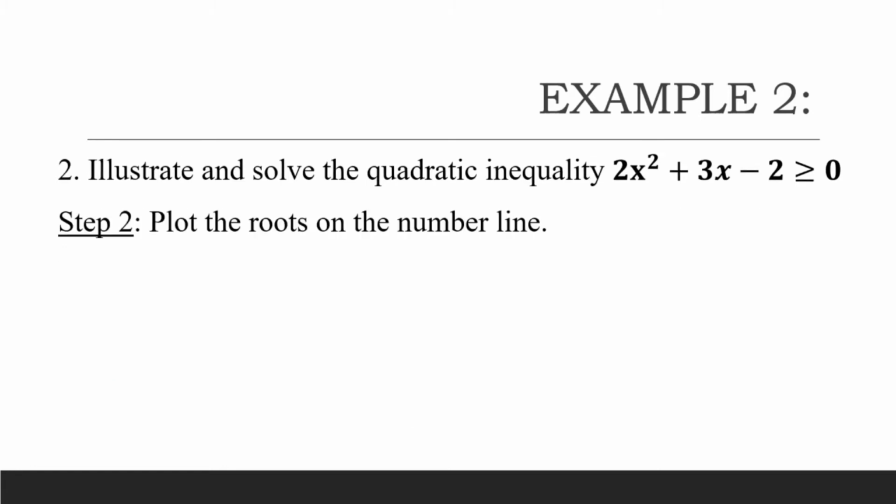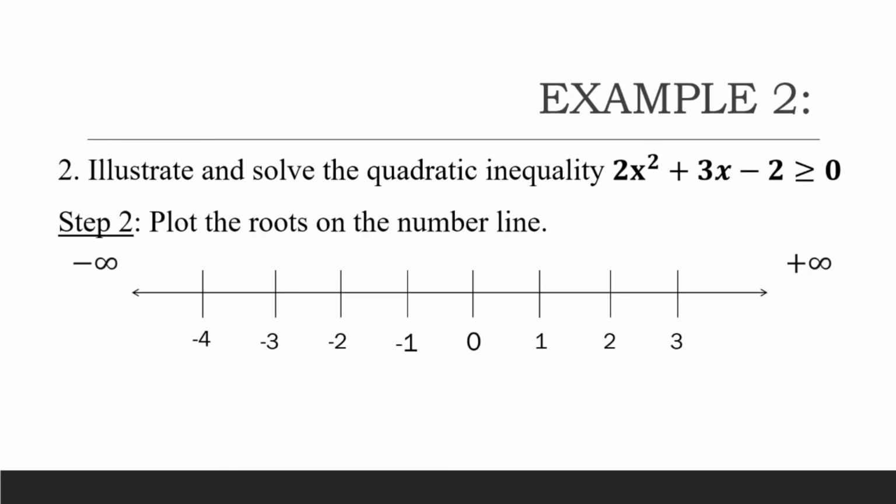Step 2, plot the roots on the number line. So we have now here a number line. Plot the roots that we had in step 1, +1/2 and -2. And please take note, we use closed circles since the given inequality is greater than or equal to.